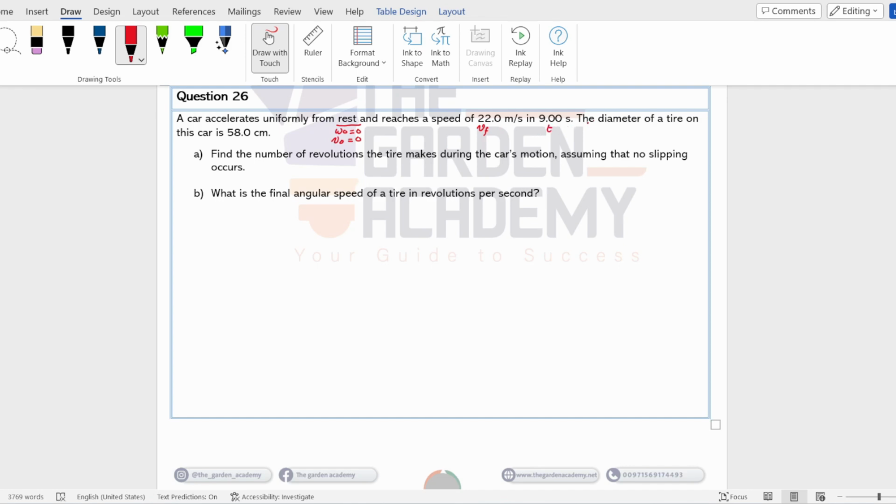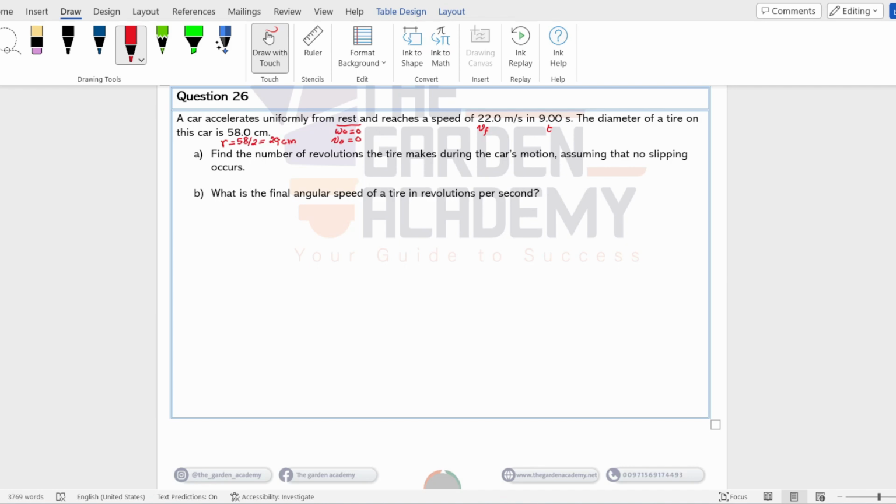The diameter of the tire on this car is 58 centimeters. This is the diameter. We want to find R. So R is equal to 58 divided by 2, which is equal to 29 centimeters. Let's start with the first part. A. Find the number of revolutions the tire makes during the car's motion, assuming that no slipping occurs.